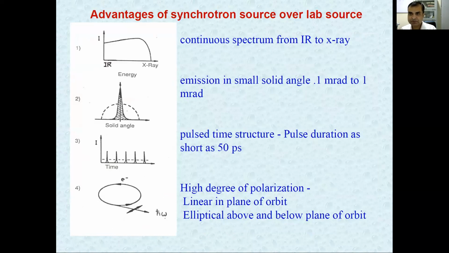The advantages of a synchrotron source over a lab source are these: it offers a very wide range of photon energies for different experiments, from infrared to X-rays. It emits high-brilliance light in a very narrow angle. It is pulsed in nature, with pulse durations as short as 50 picoseconds or so. And it has a very high degree of polarization, which is linear in the plane of the orbit and elliptical above and below the plane of the orbit.